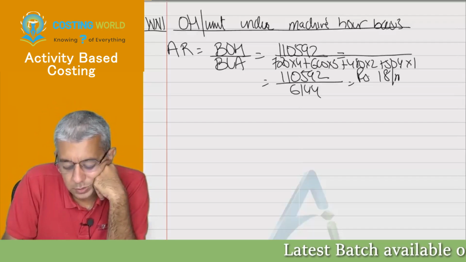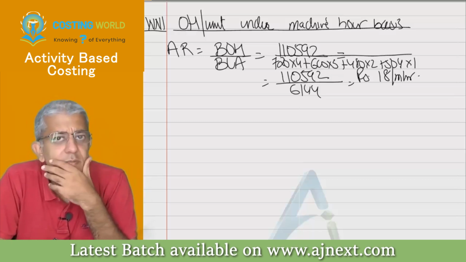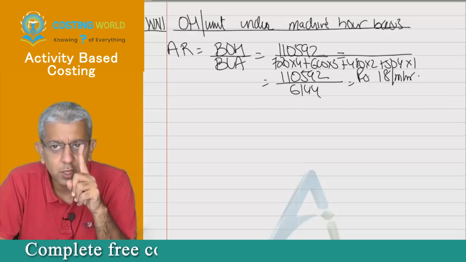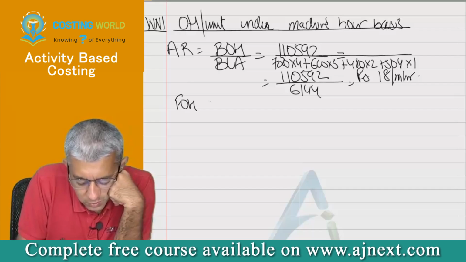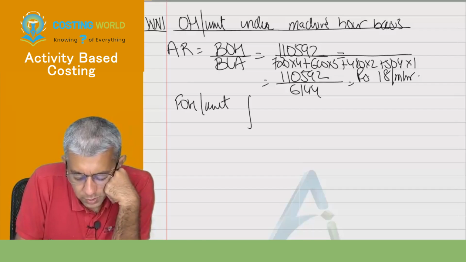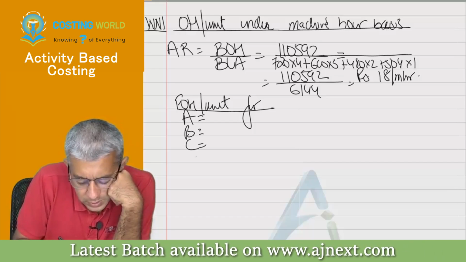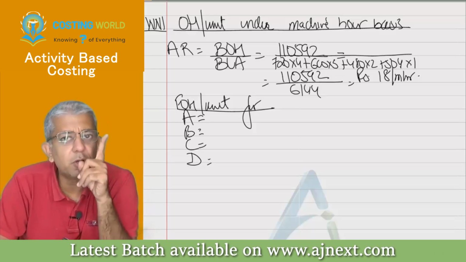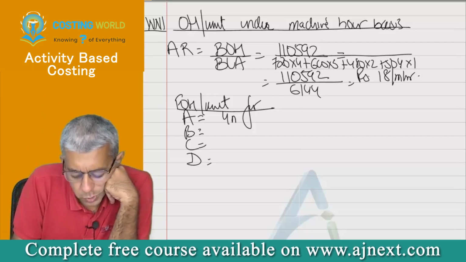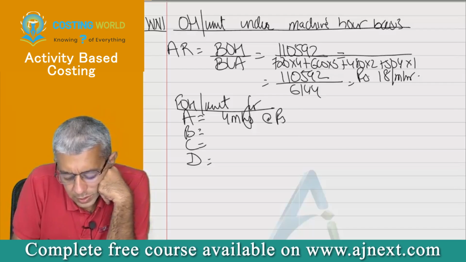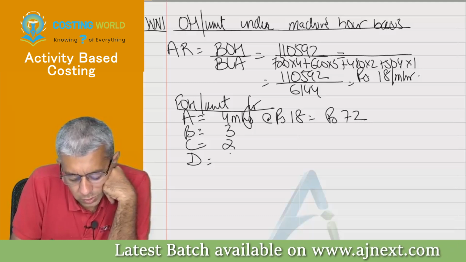18 per machine hour. Now this 18 per machine hour always means whenever any product will be taking 1 machine hour, charge 18 rupees as overheads to that particular product. Okay, so let's try to be finding out factory overheads per unit for A, B, C, D. Tell me, 1 unit of product A will be taking how many machine hours to get made? 4. So 4 machine hours at the rate of rupees 18 should be 72. 3, 2, 1.